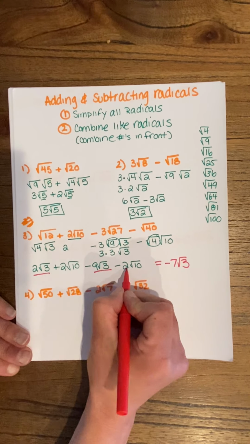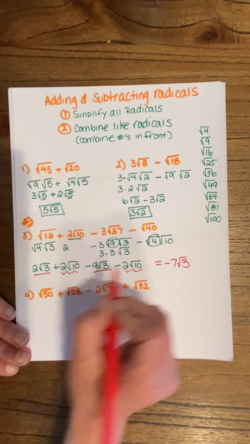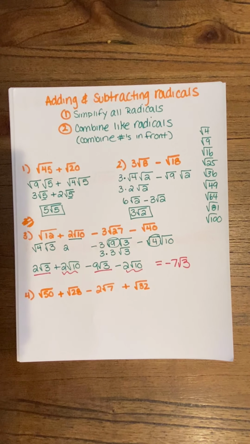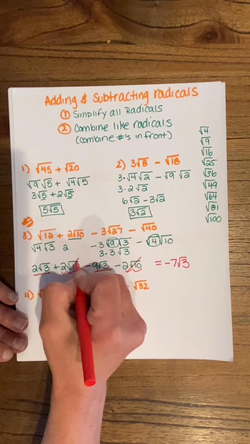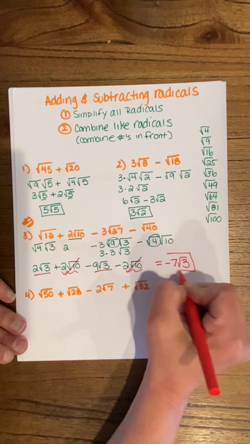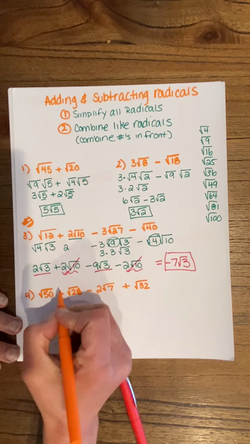Now, if I combine in front, do you see, so this one and this one, 2 minus 2 is 0. So technically it's 0 rad 10. So you don't have to write 0 rad 10, it's 0. These cancel each other out and I only get that as an answer, okay?